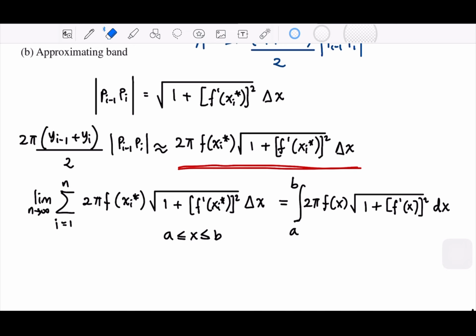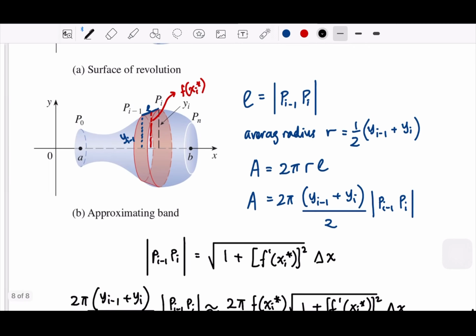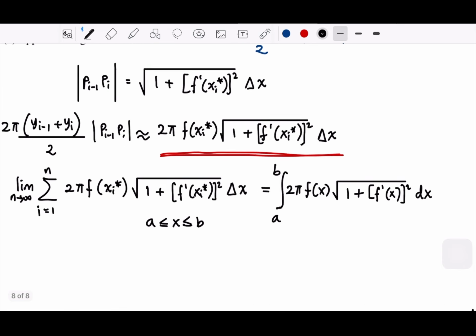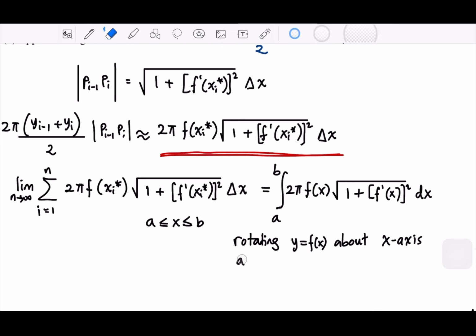Okay, note that this is when we rotate the curve about the x-axis, right? Because what we did here is rotating about the x-axis. Or let me write completely: rotating a function, the function is f of x, from A to B.